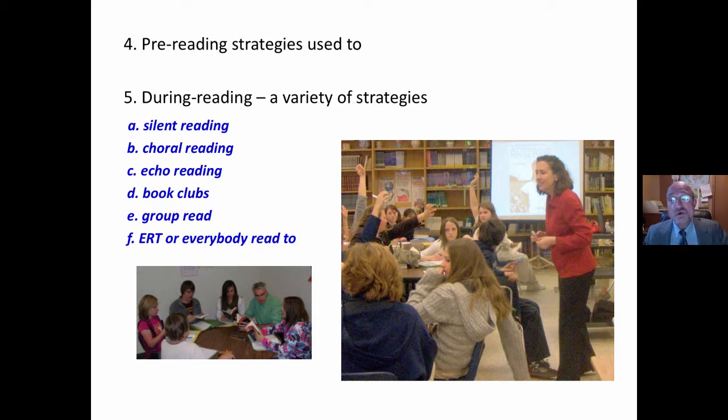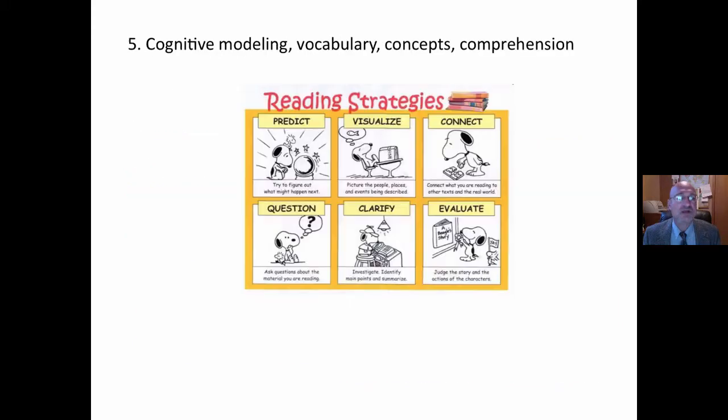Now remember, the whole class is sharing this book, reading together. It could be silent reading, choral reading, echo reading, book clubs, group read, or ERT, everyone read to. So you break the text into small parts, everyone read to, stop, and you ask a question. That way, if students don't completely get through it or don't understand parts, they can catch up conceptually based on the conversation. It offers a teacher the chance for cognitive modeling, thinking through strategies.